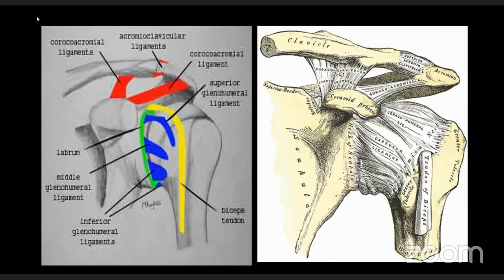These ligaments we never paid much attention to, but with the advent of arthroscopy, we are getting into it and we realize how important they are, especially the medial and the inferior glenohumeral ligament.